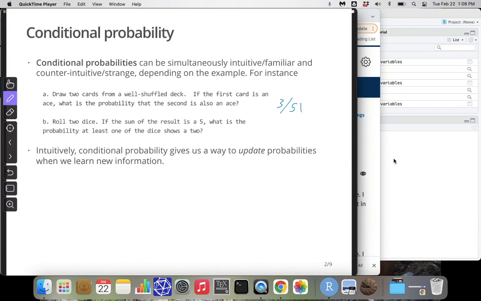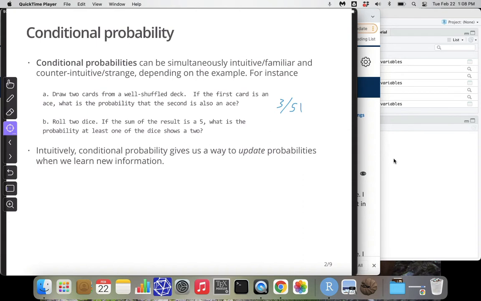Now, on the other hand, we could ask a slightly different question. Say we roll 2 dice, and we know that the sum of the result is a 5. What is the probability that at least one of the dice shows a 2? In the first case, we were very easily able to write down this probability, but in this case, we don't really have any tools at our disposal, at least initially, to answer this question. What we'll see is that we actually have all these tools at our disposal already.